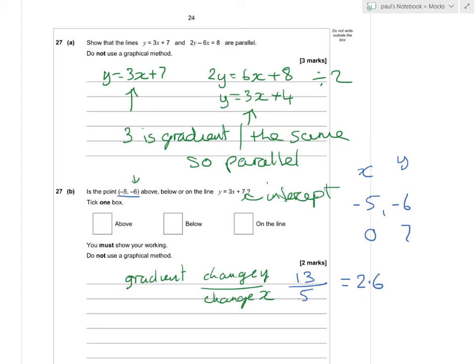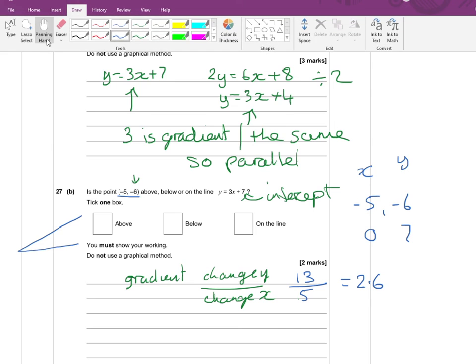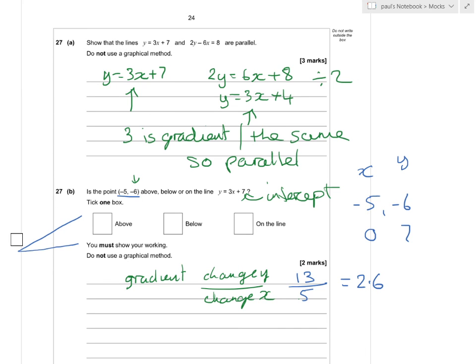So now what do we do? So we've got the gradient is 2.6. So if we've got the gradient as 2.6 and the intercept is the same, then you'd have that first line going like that and the second line going like that. This is a complicated question here. So we've got a gradient of 2.6, right? So what can we do with this 2.6 now that we've got it?